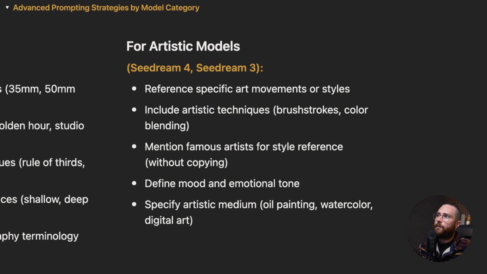For the artistic models like Seedream 4, Seedream 3, reference art movements and art styles. So Bauhaus movement, 1928 Art Deco or whatever. It's going to give you a lot more consistent, specific image to what you want. Include the artistic techniques. So, if you're going to talk about brush strokes, if you're going to talk about color blending, if you're going to talk about ink bleed, whatever it is, include those artistic techniques. You can mention famous artists without copying them by saying in the style of or influenced.